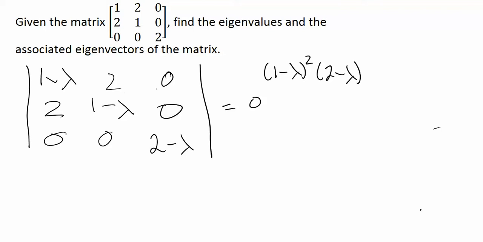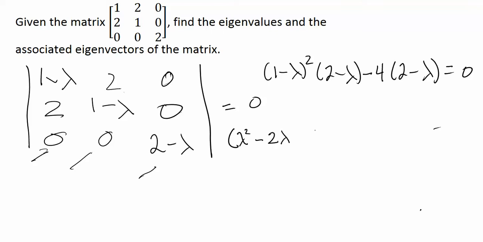But when looking at the determinant using the diagonals in the opposite direction, we have zeros in 2 of them, but we have one that doesn't have a 0. So we get minus 4 times 2 minus lambda, and we set that equal to 0. So to expand this, we're going to get lambda squared minus 2 lambda plus 1 times 2 minus lambda minus 8 plus 4 lambda equals 0.